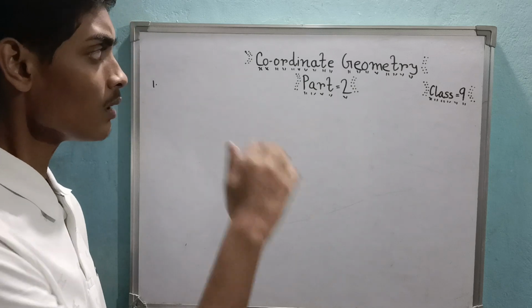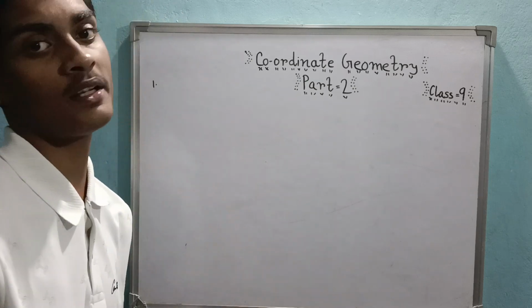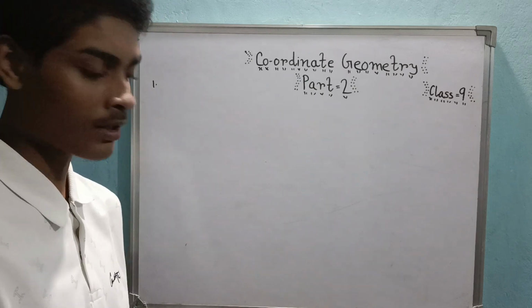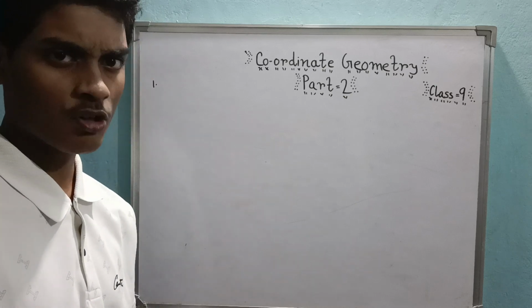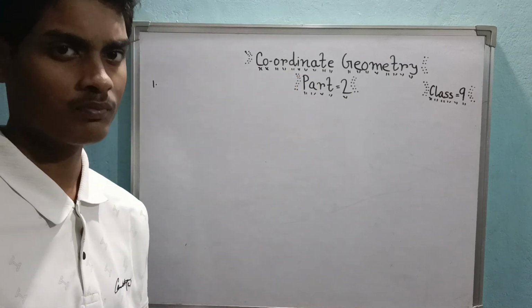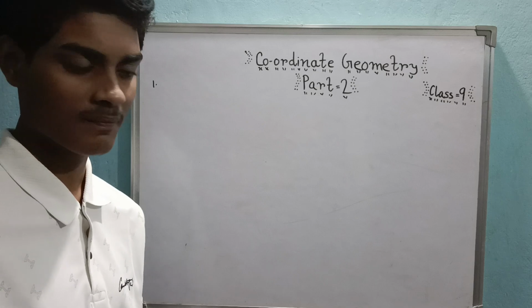Now actually, why is it called coordinate geometry? See, we are drawing a rectangle or square through points. So that's geometry with the help of coordinates. Now the chapter makes sense, right? Let's see.